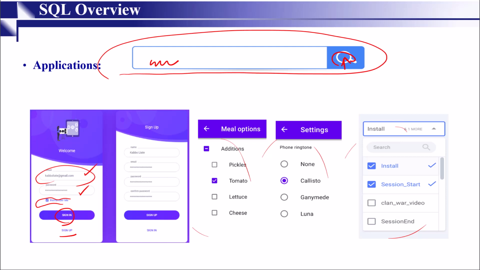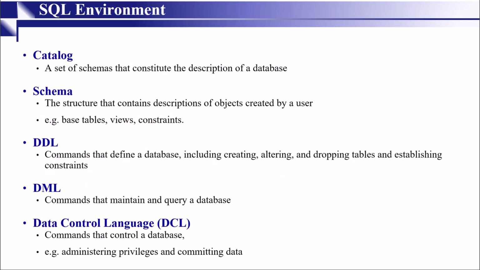Let's now dive into the SQL environment to understand how databases are structured. To work effectively with SQL, it's important to understand the environment in which it operates. At the top level, we have the catalog. It's a collection of schemas that describe the database. What is a schema? A schema is like a namespace. It contains the structure of objects created by a user, such as tables, views, and constraints. For example, a schema might hold a customer table and an orders table, keeping them organized.